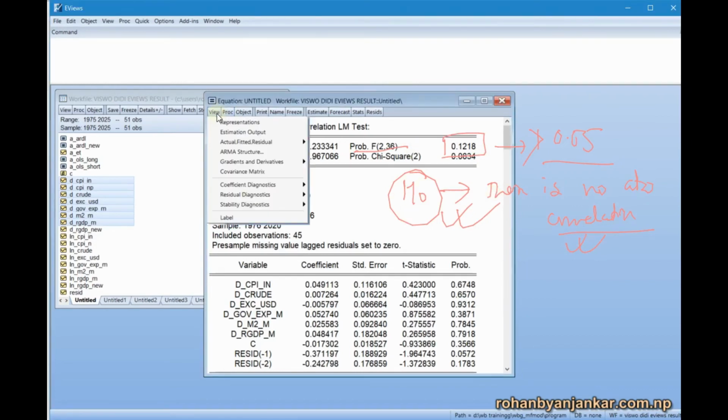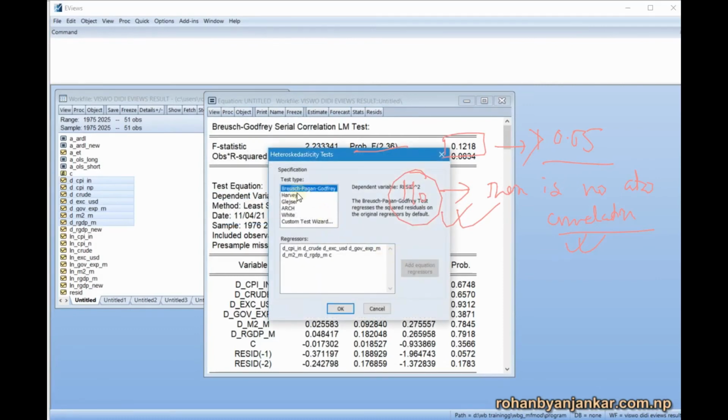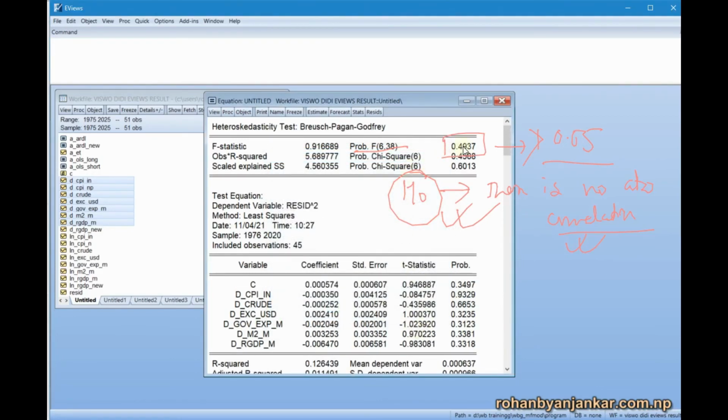So now let's move towards the other. We will check the presence of heteroscedasticity in the model, and the same way we will check the BPG test, and we'll click on OK, and the result is alike. That is, the interpretation is same. That is, H0 is there is no heteroscedasticity in the model. So it confirms that the model is free from heteroscedasticity.